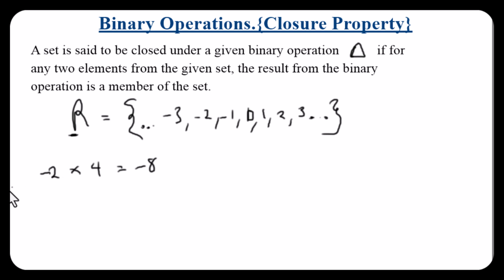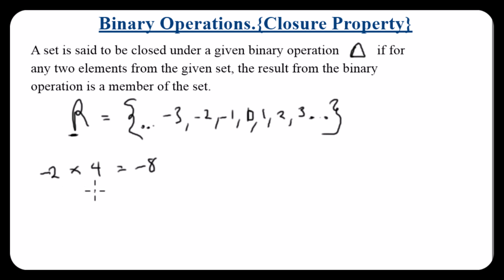Now remember, no matter the number you pick here, whether I take minus 3 and positive 3, I will still have a real number. Whether I pick minus 3 and 0, I will still have a real number. Due to time, I don't want this video to be lengthy, so I'm only showing one example, and then we're coming to our conclusion.